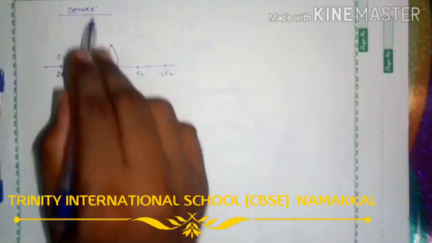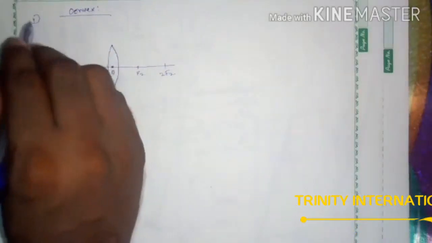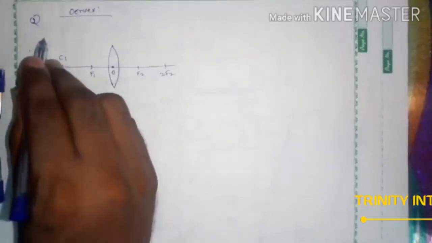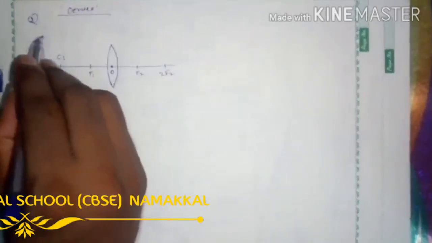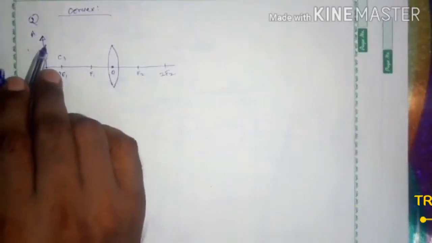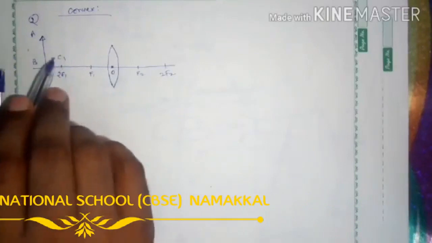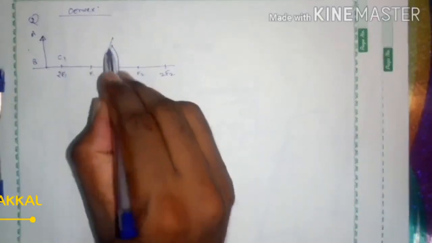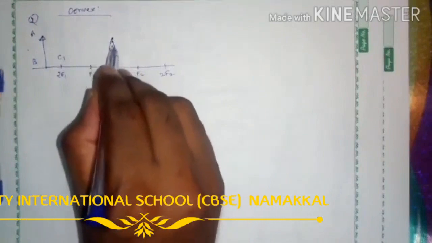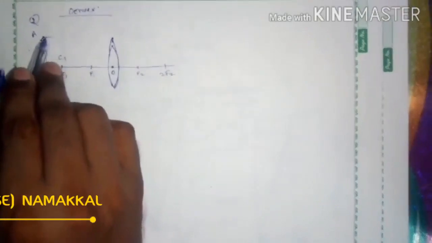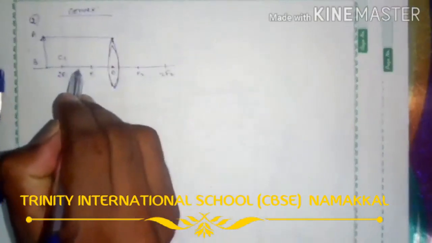Now for the convex lens, draw the ray diagram. First case, the object is placed at infinity. For the second case, the object is placed beyond 2F1. So this is the object AB. In order to find the image, we have to take any two rays. The first one is the parallel ray, which passes parallel to the principal axis.